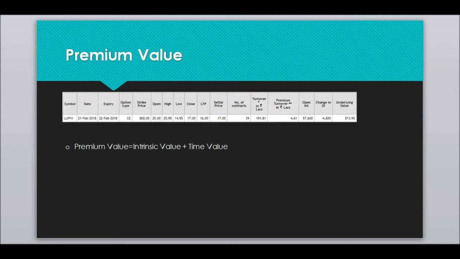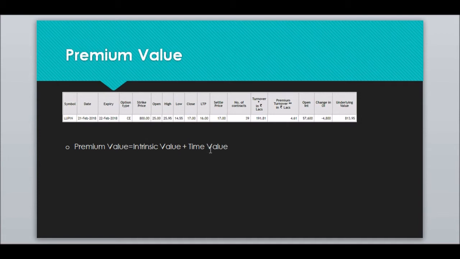What is a premium value? Here you can see for Lupin, for the call for 25th February 2018, for the strike price of 800, it has opened at a premium of 25. It has made a high of 25.95, a low of 14.55, and it has closed at 70. So premium is basically divided into two terms: one is intrinsic value, the next is time value.